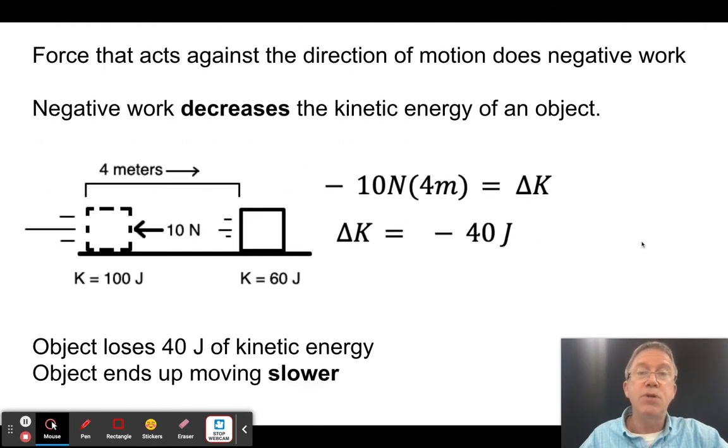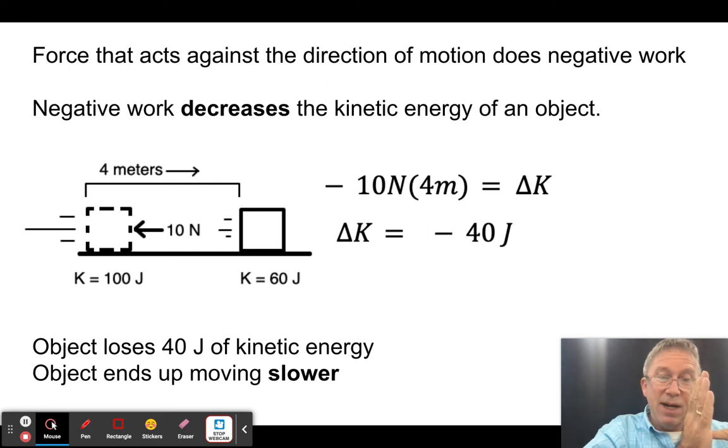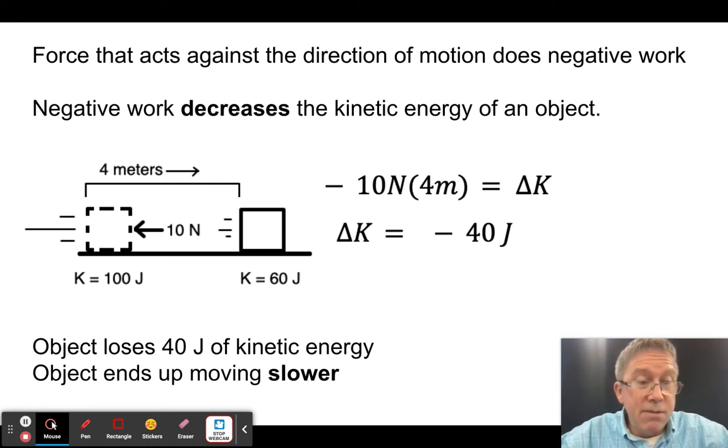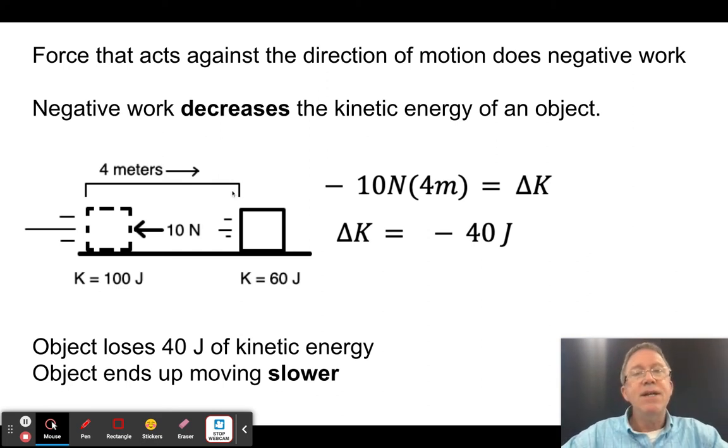But what if I push it the other way? So I'm going to do the same thing. Now I have this object. It has 100 joules of kinetic energy, just like before. But this time, the force I'm applying is the same magnitude, 10 newtons, but I'm pushing the other way. It's trying to go this way, and I'm pushing it the other way. Well, I'm going to cause it to slow down. Duh, right? So in this case, I have a force of negative 10 newtons, because it's opposite the direction of the object's motion, times the distance of 4 meters, which does negative 40 joules worth of work.